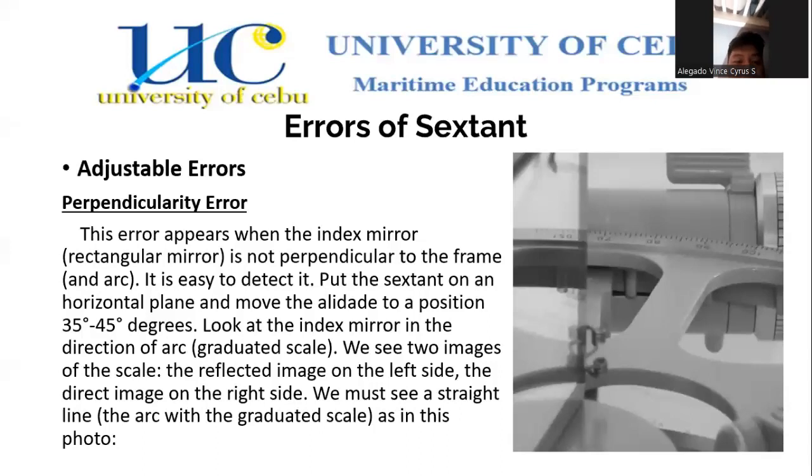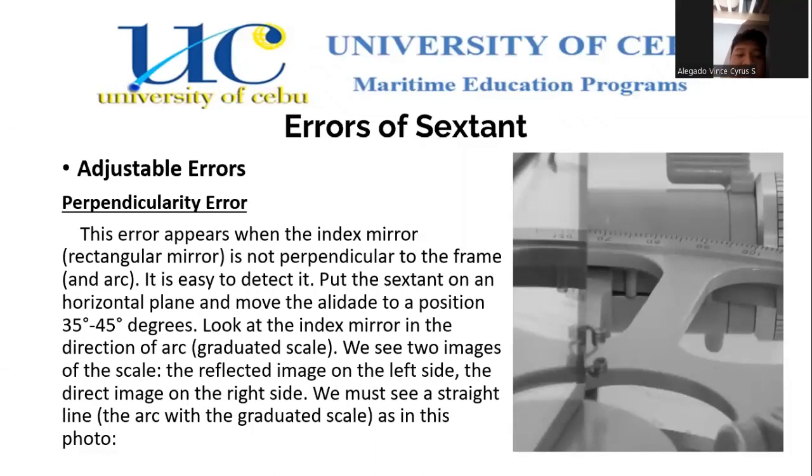Perpendicularity error. This error appears when the index mirror, a rectangular mirror, is not perpendicular to the frame and arc. It is easy to detect. Put the sextant on a horizontal plane and move the alidade to a position between 35 and 45 degrees. Look at the index mirror in the direction of the arc's graduated scale.